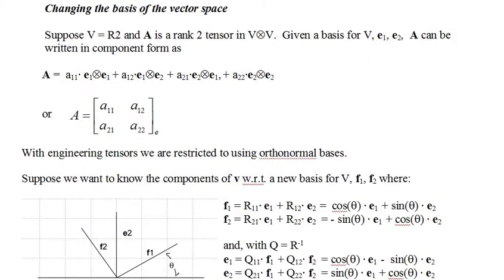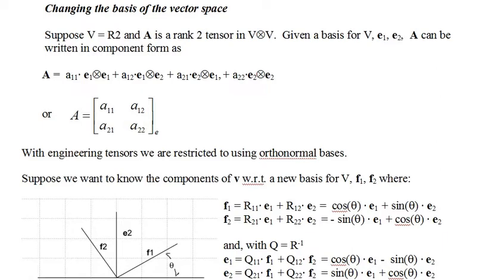Suppose V is R2 with the usual Cartesian basis E1 and E2, and A is a tensor in V cross V with components A, I, J as shown. Now suppose we want to change the basis for V from E1 and E2 to another basis, F1 and F2. The theory of engineering tensors only allows for orthonormal bases, so F1 and F2 must be an orthonormal basis for V. The old and new basis vectors are shown in the diagram. Since both bases are orthonormal, we can rotate the E basis by an angle theta to get the F basis.